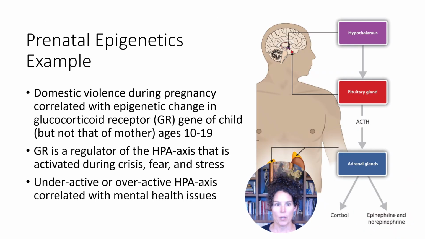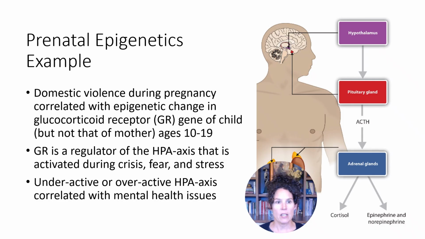So here's an example of epigenetics during prenatal development, which we're going to be getting more into. What these researchers found is that domestic violence experienced during pregnancy was correlated with an epigenetic change in the glucocorticoid receptor, or the GR gene, of the child when they were ages 10 to 19. So this was a retrospective study. It wasn't correlated with the same epigenetic changes in the mother, even though she was the one who experienced the violence. It was only for the baby who was developing in utero at that time.